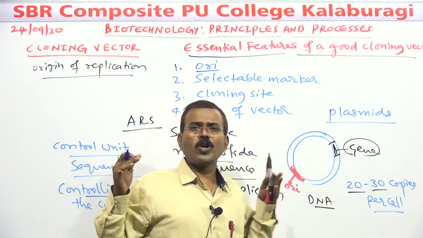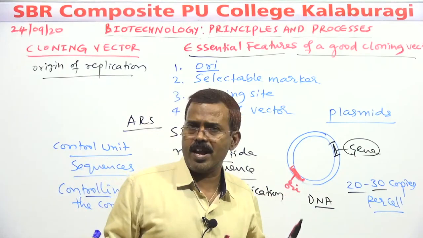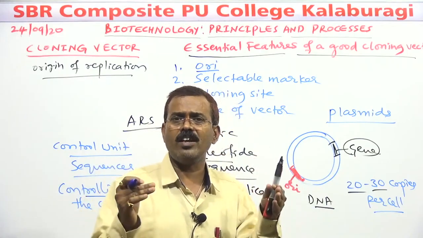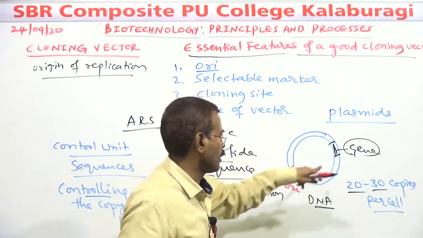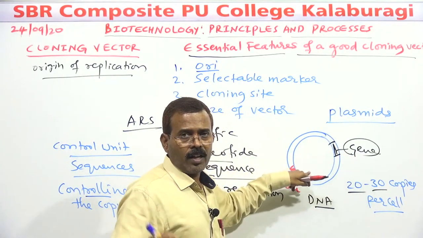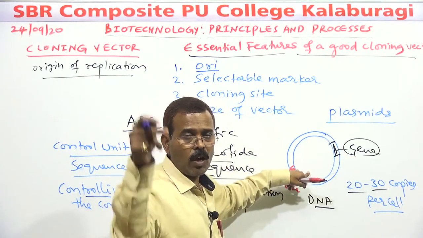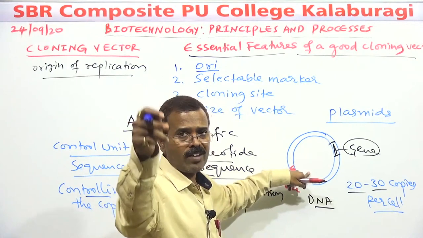So, if you want to produce multiple copies of a desired DNA or a foreign DNA or gene, it is essential to link that gene with the vector having an ORI site, which should be efficient.